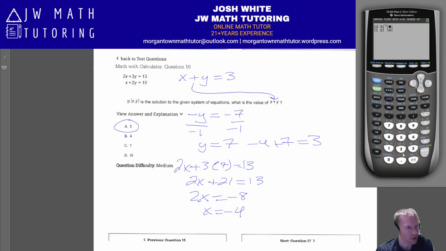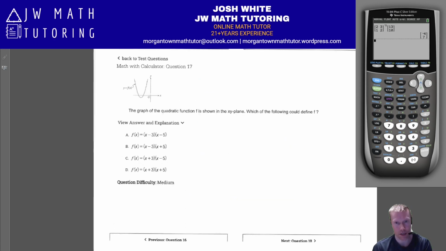Now I'm just going to put in the two numbers on the right, so the 13 above the 10. Okay, now I can hit enter and it will give me the answer. So I get negative 4 for x and 7 for y, which I got solving them algebraically. Add those two together, you get positive 3. Correct answer is letter A. So that's how you could solve it on the graphing calculator.